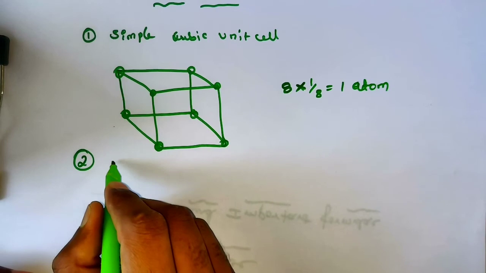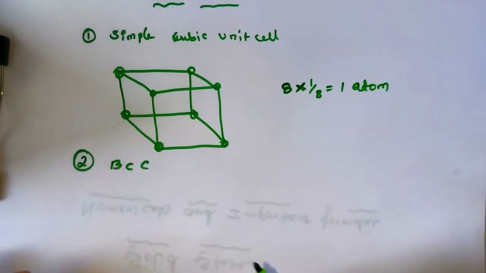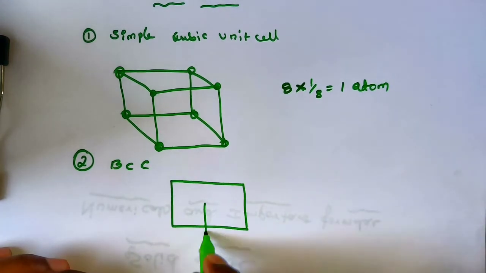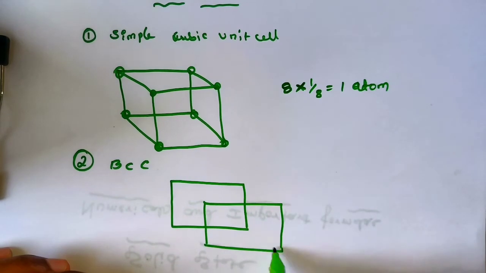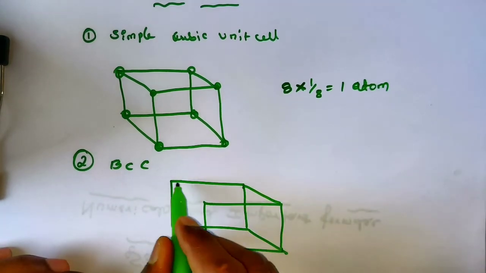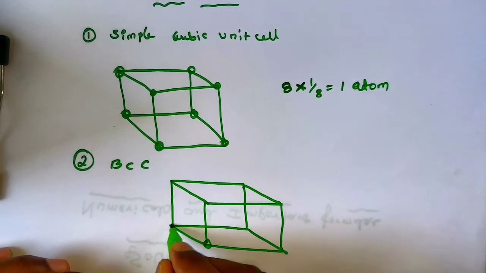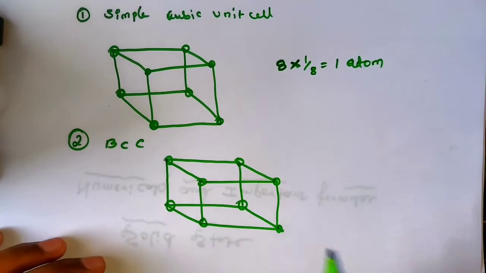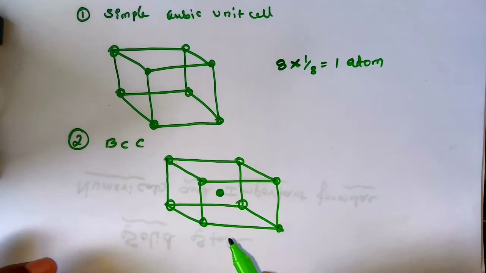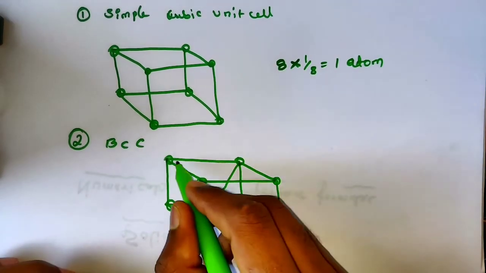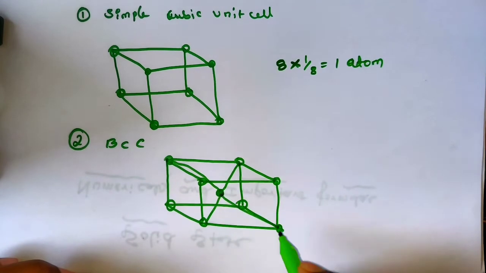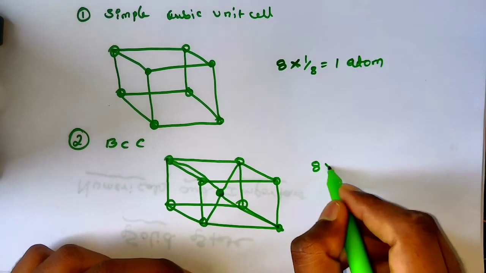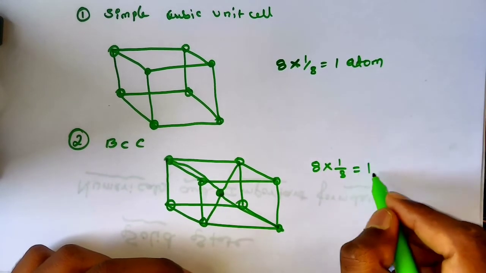Next one, the body centered cubic unit cell, you can say BCC. There is one atom present in the center. And 8 atoms are present in the corners, as we have discussed in the simple cubic unit cell, like this: 1, 2, 3, 4, 5, 6, 7, 8. Normally they are present at the corners, and 1 is present at the body center, like this.